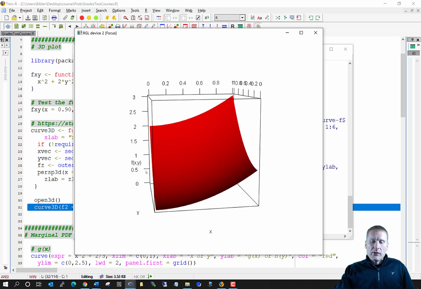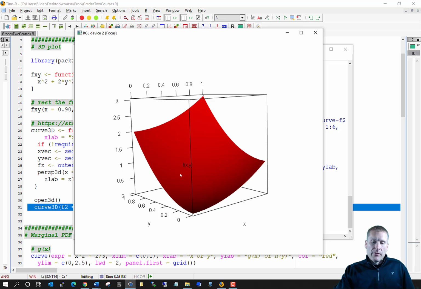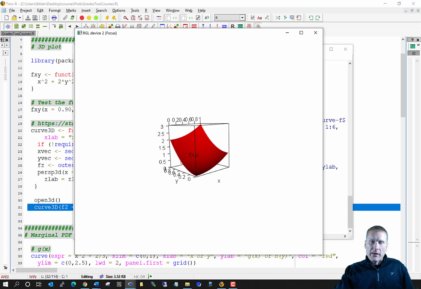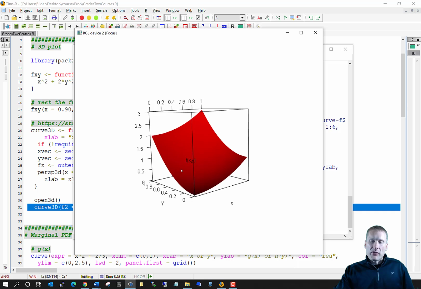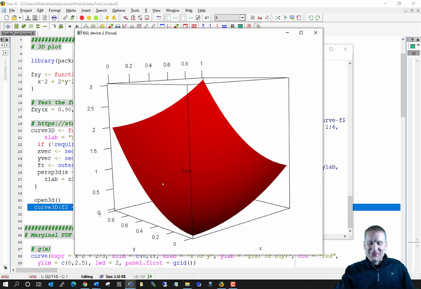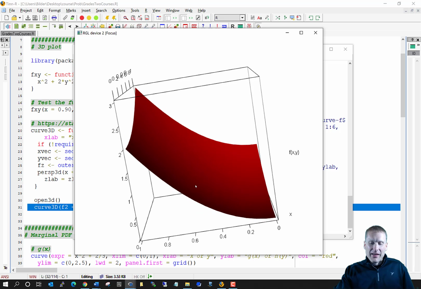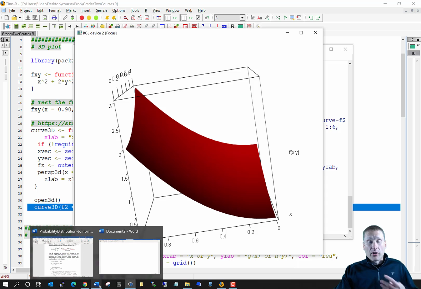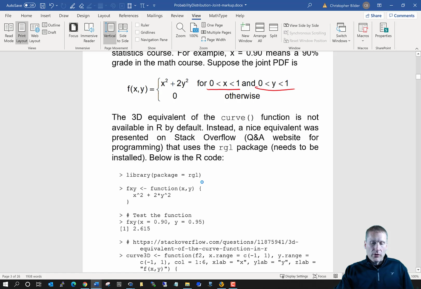Now to zoom in and zoom out, I can use my right mouse. If I click on my right mouse and then move my mouse up, we can see that I'm zooming out. If I move my mouse towards me, I'm zooming in. Perhaps a little bit too much right there. Okay, so that's what the surface looks like, and we're going to use this shortly to find probabilities.